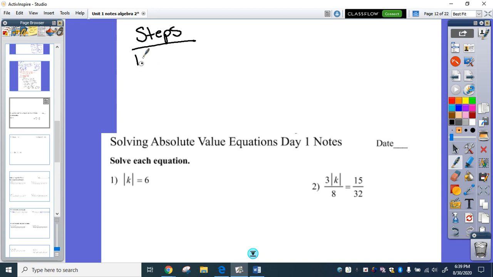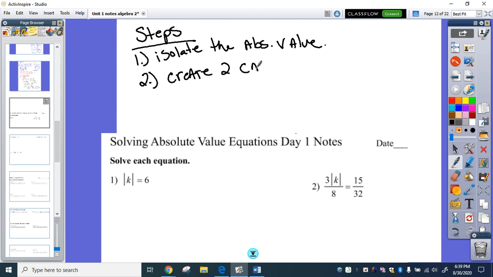The first thing you want to do whenever you see an absolute value in an equation is isolate the absolute value. Okay, that's the first thing you need to make sure you take care of. Once the absolute value is by itself on one side of the equation, the second thing you're going to do is create two cases, the positive and the negative. You're going to create two separate equations and solve both of them.